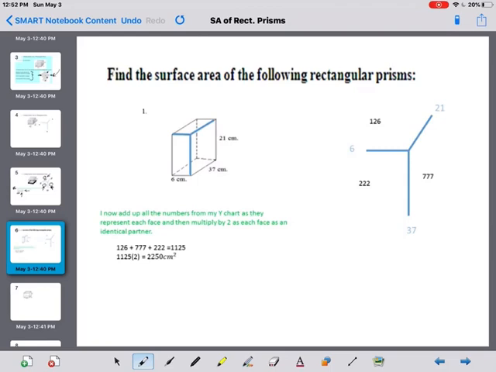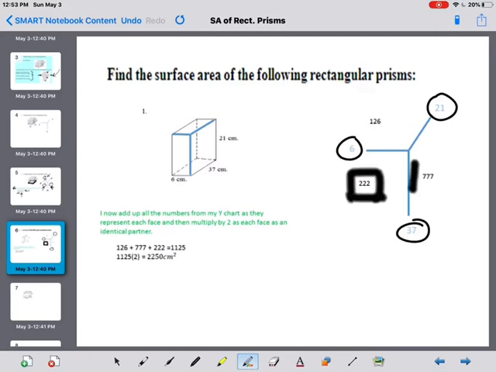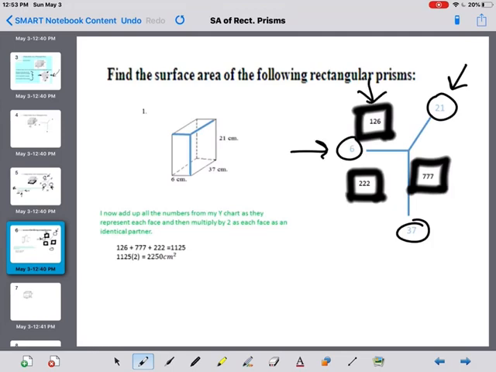Okay, if we take a look at another shape here, we have a rectangular prism with sides of 6 centimeters, 37, and 21. So those are the numbers that we have in our Y diagram. Keep in mind again that these products we are getting by multiplying together the numbers in our Y diagram. So the 21 times 6 gives us the 126. The 6 times the 37 gives us the 222. And the 21 times the 37 gives us the 777.